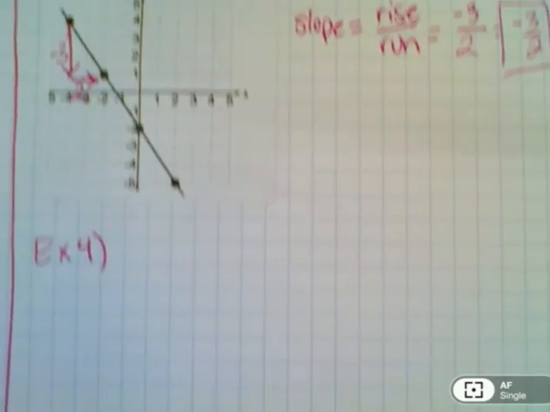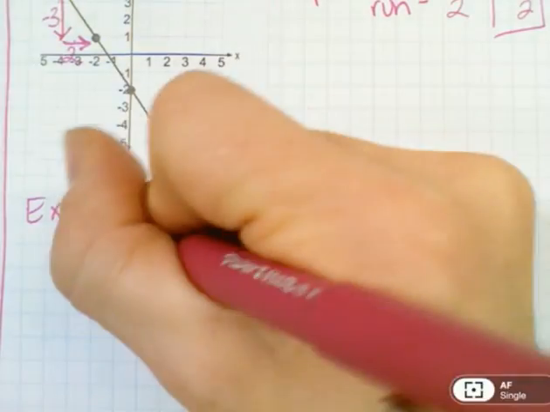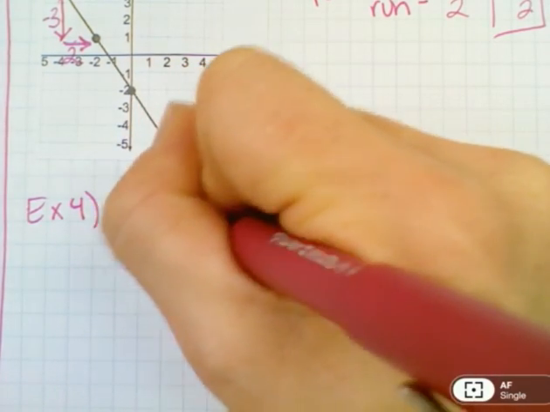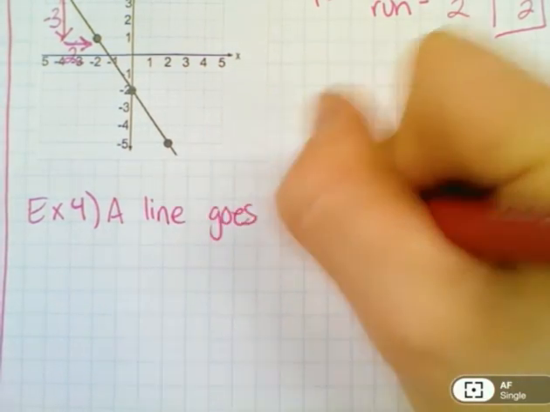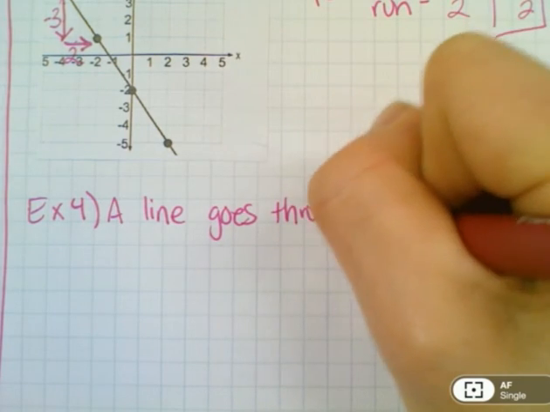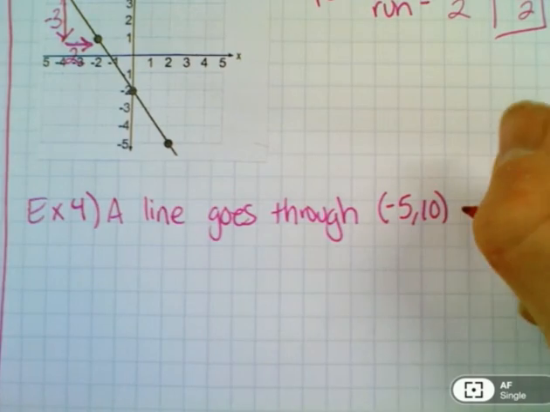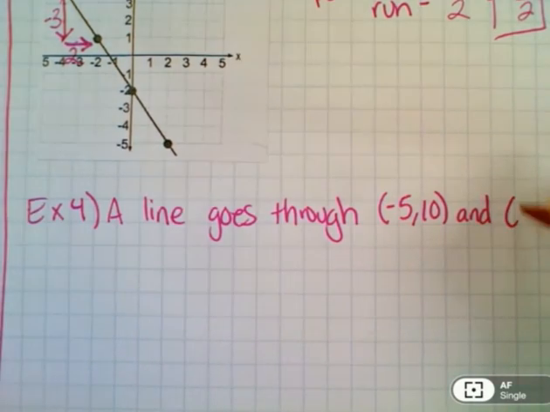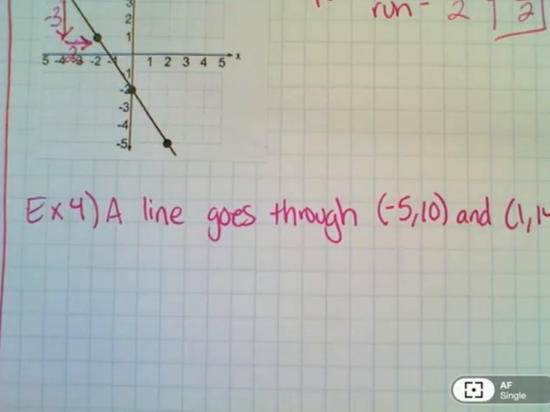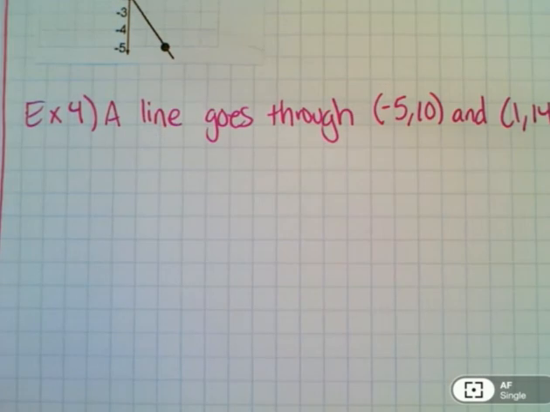So example 4. A line goes through -5, 10, and 1, 14. So please take a minute and copy that down.